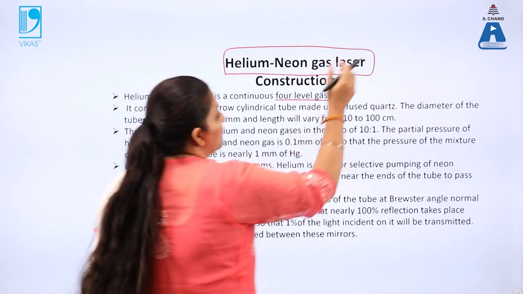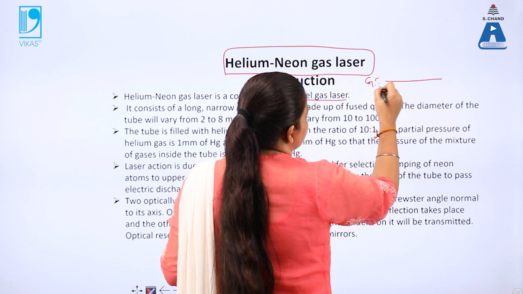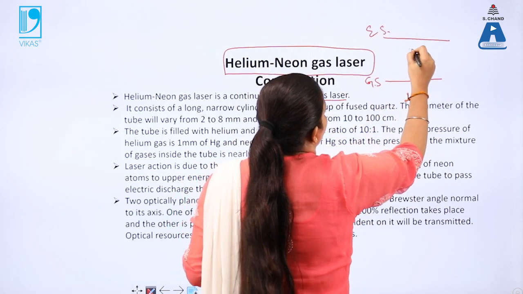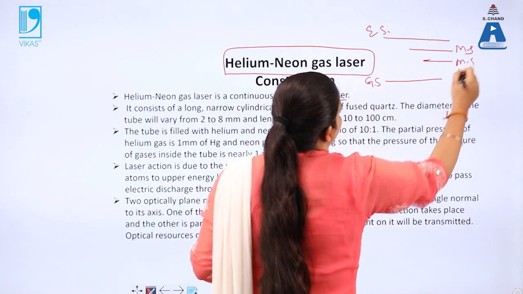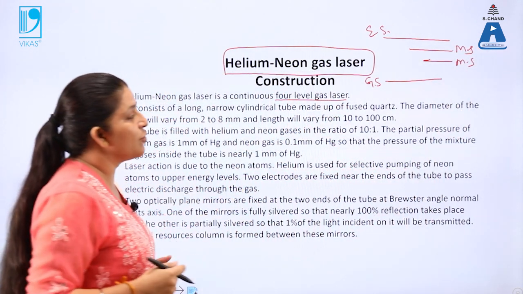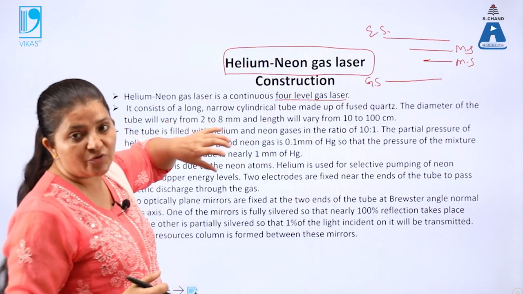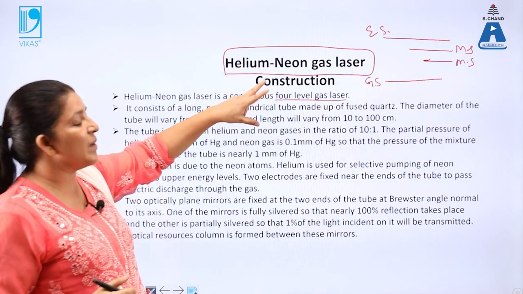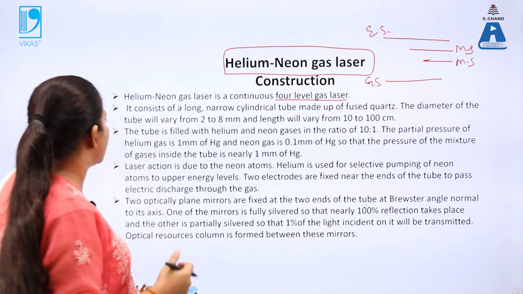There are 4 levels present. First is the ground state, the first level. Second is the excited state, and then the metastable state. So this is called a 4-level gas laser, meaning 4 levels are present: one is the ground state, the second is the excited state, and 2 metastable states exist between the ground state and the excited state.